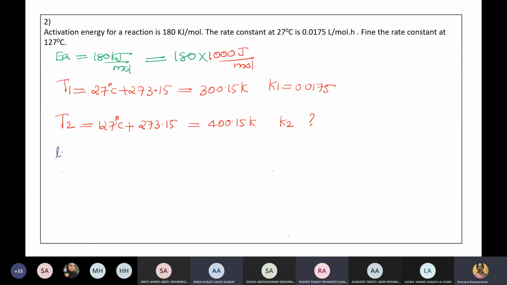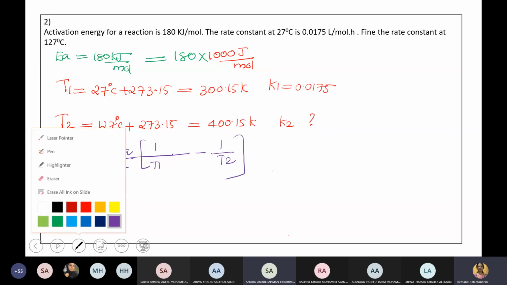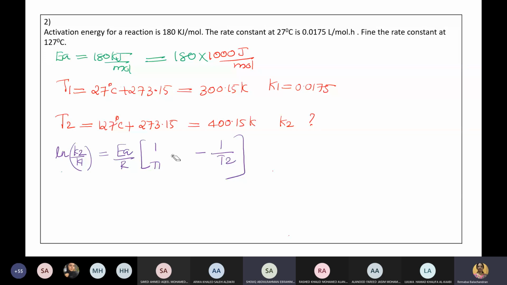We write the ln equation. ln of k2 over k1 is equal to EA over R times 1 over T1 minus 1 over T2. Okay, such a long one.